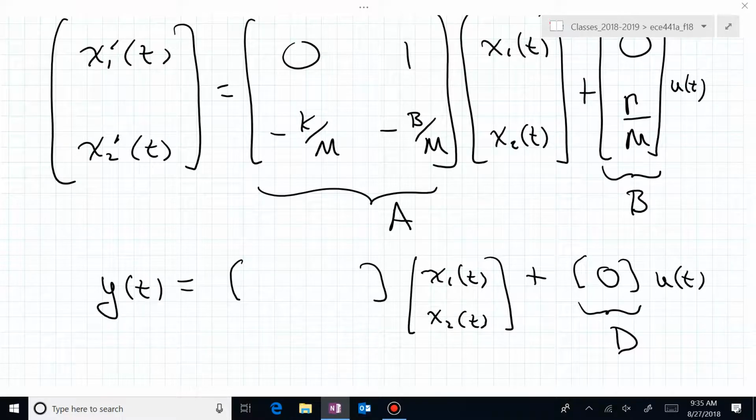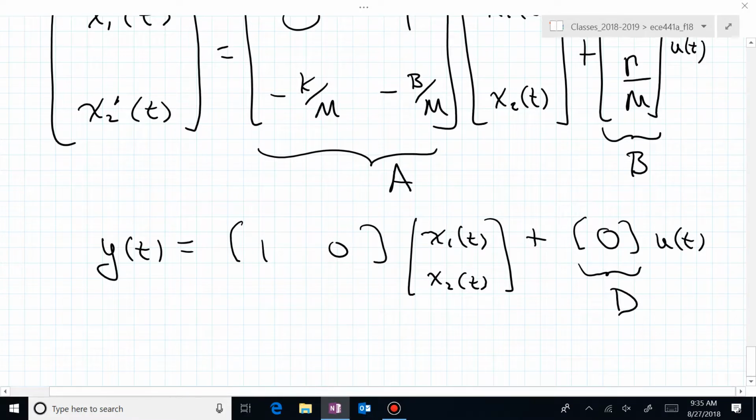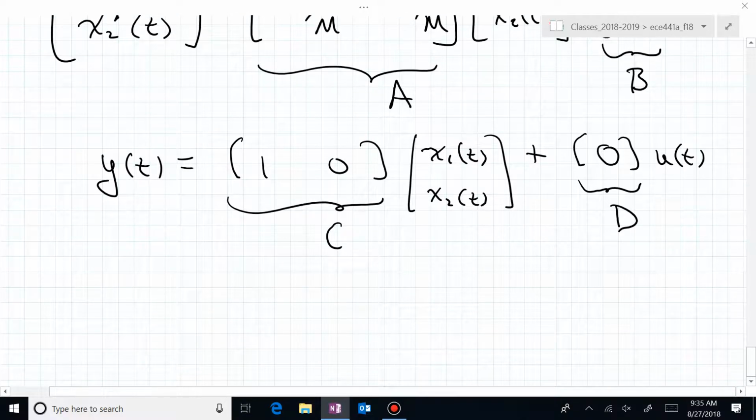That's the position of mass 1, and how did we label that? X1, which allows us now to just pull that off with an output matrix C being 1, 0. And now we can rewrite that in a compact form.